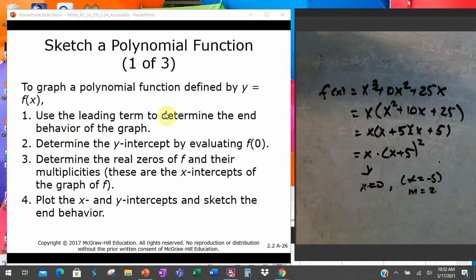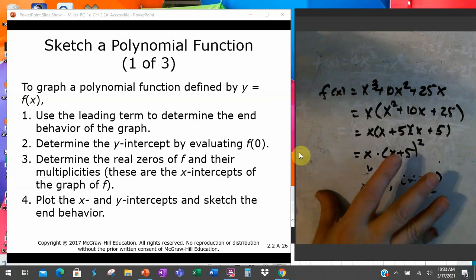We're going to use the leading term to determine the end behavior of the graph. The leading term is the dominant term. That's the biggest thing, and at the very end, it's going to dominate the behavior. We're going to check for y-intercepts. This is always going to be in a polynomial. The polynomial is always going to go left to right and somewhere across that y-axis.